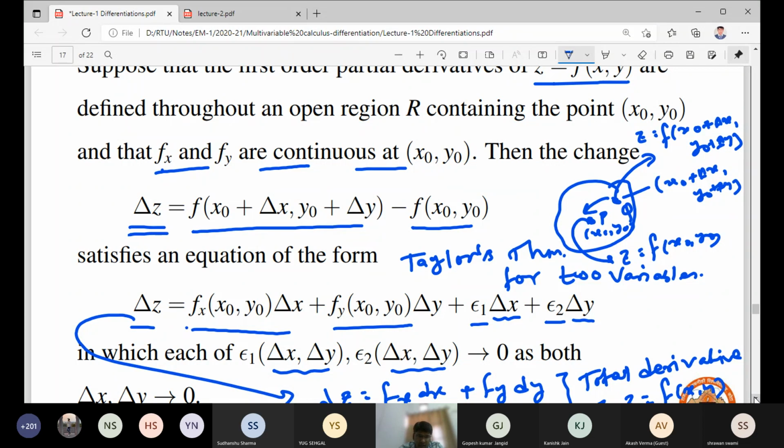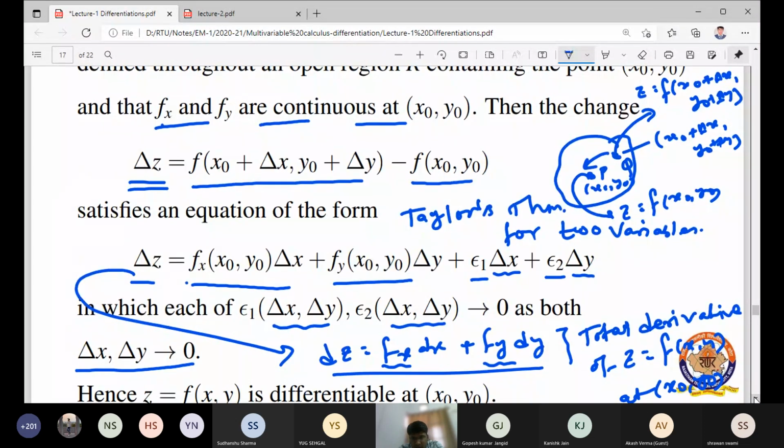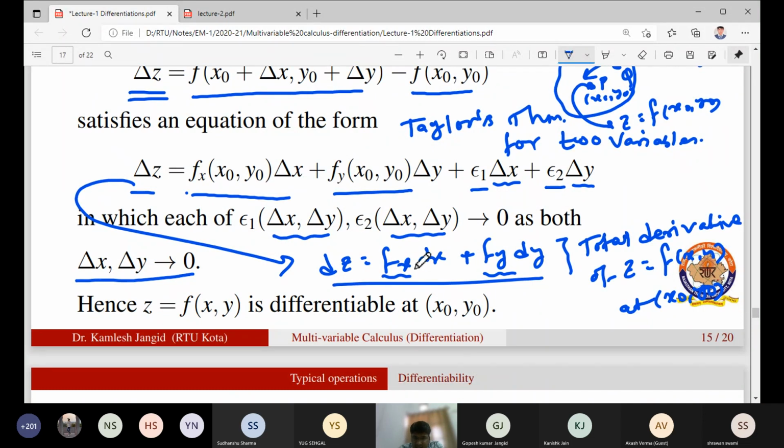If the function has first order partial derivatives that are continuous at the point (x naught, y naught), then we can say that our function is differentiable at the point (x naught, y naught), and it is defined as dz equals f_x dx plus f_y dy, where f_x and f_y are the partial derivatives at the point (x naught, y naught). So this is our definition of the differentiability for a two variable function. Similarly, we can extend this definition for three variables or more than three variables, right?